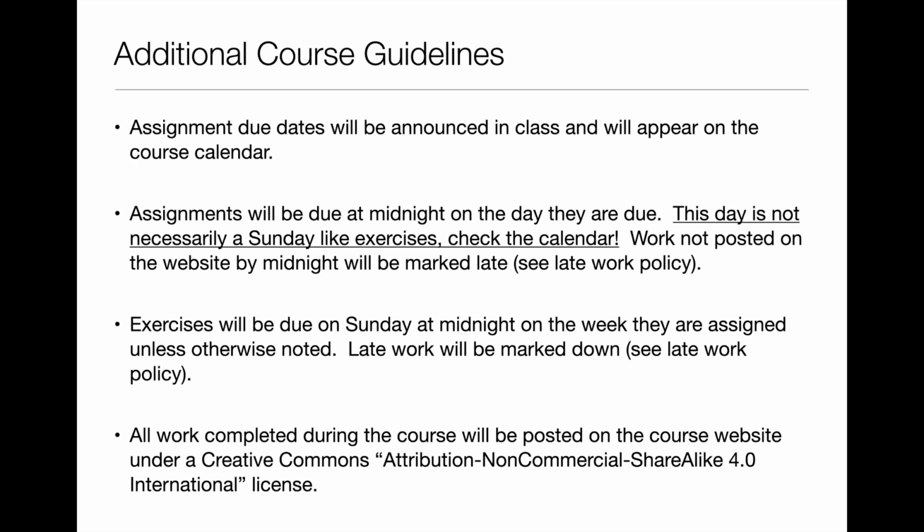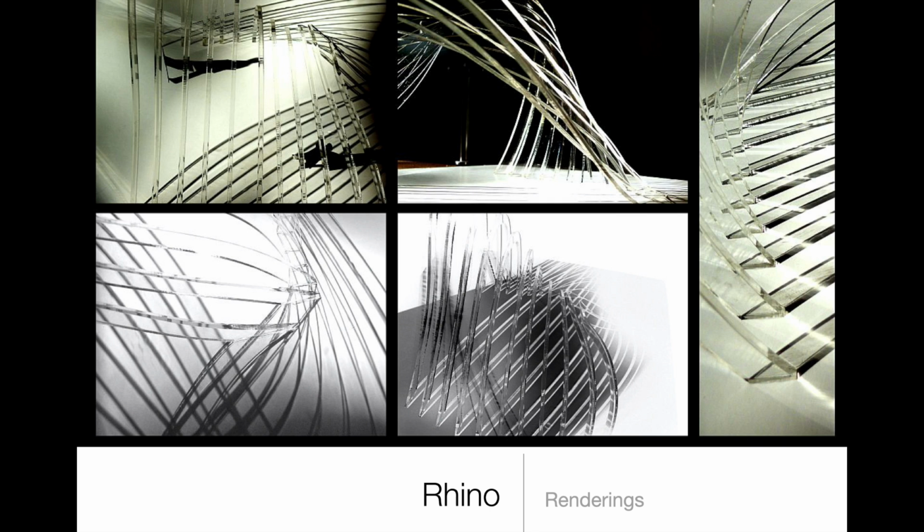Exercises, like I said, are due at Sunday at midnight, both of them for the week. So this week you'll have 201 and 202. Those are due at Sunday at midnight. You can, of course, turn it in early if you want. All work in this class is done using a Creative Commons license. It's a share-alike license, so we're all working on this stuff together and nobody owns copyright to anything that you're creating in this particular class.